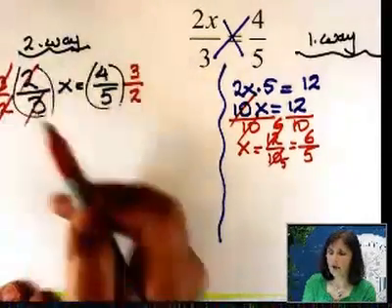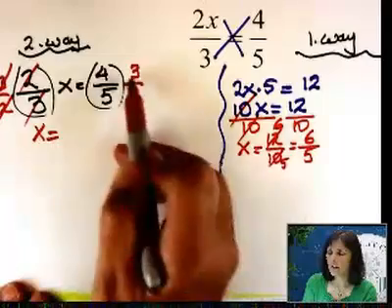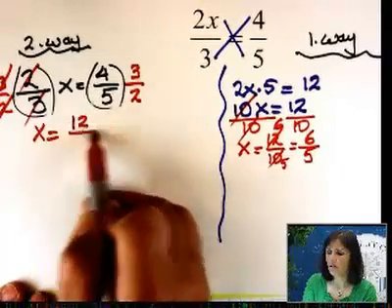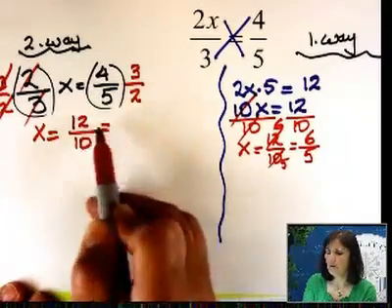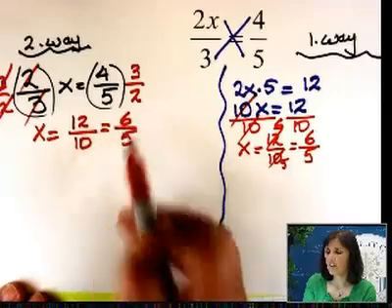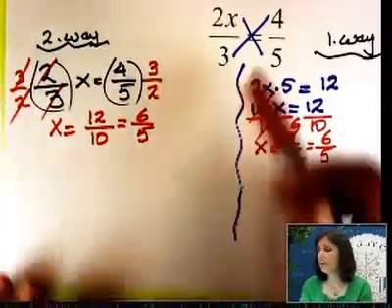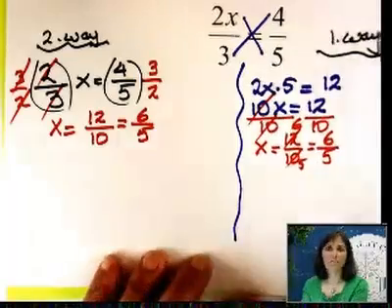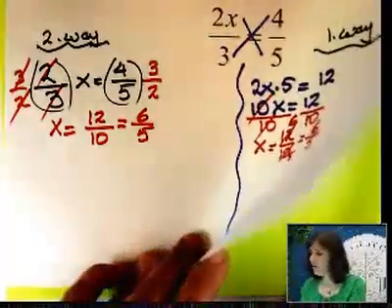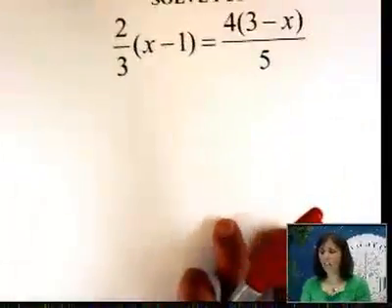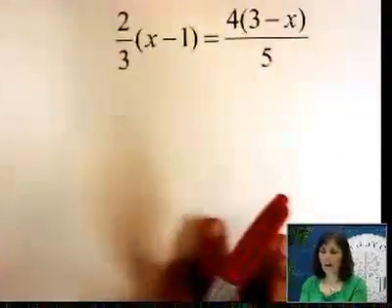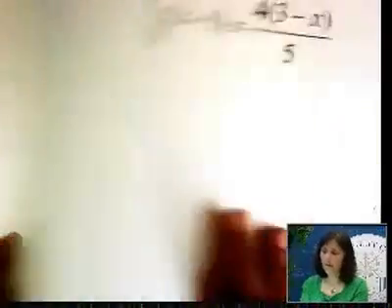Watch. You have x equals 3 times 4, 12, over 2 times 5, 10, which is 6/5. So you can do it this way, multiply both sides by the reciprocal, or think of it as a proportion and then crisscross it. You can do it either way. Okay, now I have 2 more problems here.